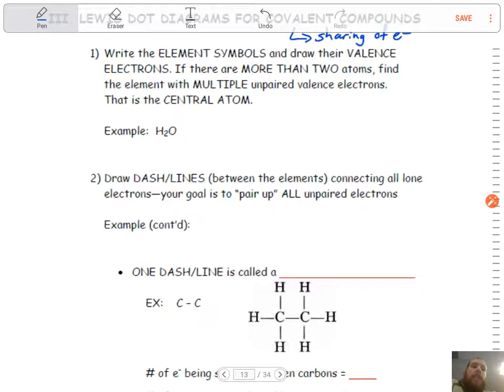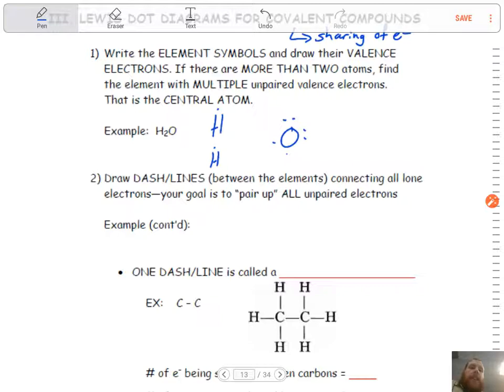Step one, write out your element symbols and draw their valence electrons, same as we did before. So I've got two hydrogens here in water, and I've got one oxygen atom. If there's more than two atoms, you're going to find the element with multiple unpaired valence electrons. That'll be your central atom. That's a good rule of thumb. We're going to see it on the next page as well.